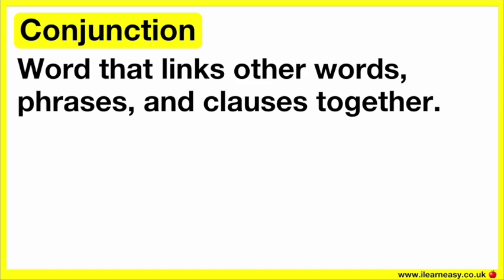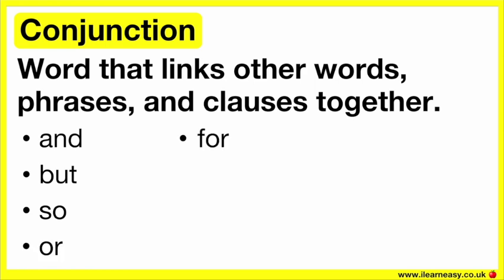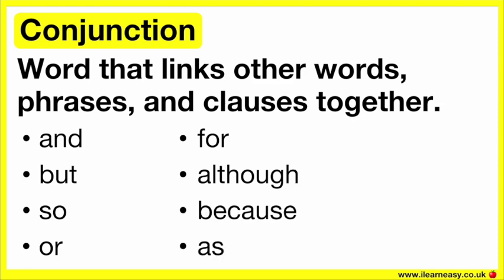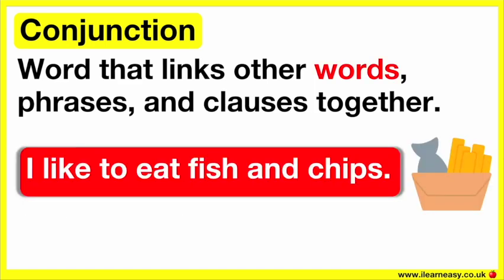A conjunction is a word that links other words, phrases, and clauses together. So a conjunction is a linking word. By linking different parts of sentences, conjunctions allow us to formulate longer and complex sentences. Some examples of conjunctions are and, but, so, or, for, although, because, as, etc.